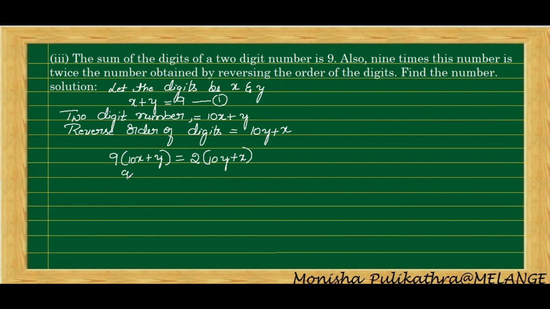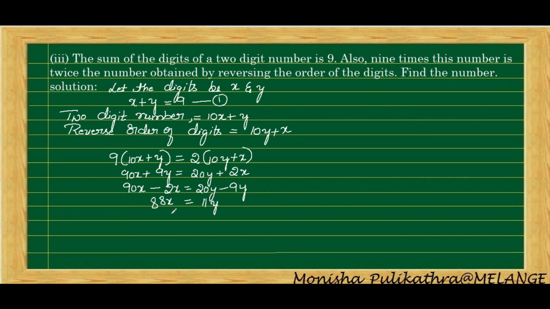9 times x is 90x plus 9 into y, 9y, is equal to 2 into 10, 20y, plus 2 into x, 2x. So next, I will be shifting the 2x term to the left hand side, and 9y to the other side. So 90x minus 2x is 88x, is equal to 20y minus 9y, which is 11y.